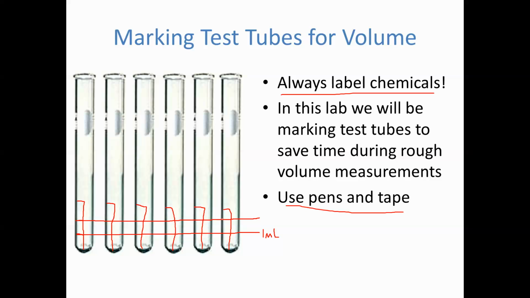So if we look at our tape here, we have a 1 milliliter and a 2 milliliter marking. And that's going to save you a ton of time during your lab because now you don't need to use the graduated cylinder over and over. So just measure these once, make those markings on the tape on those test tubes, and then you'll save yourself a lot of time.